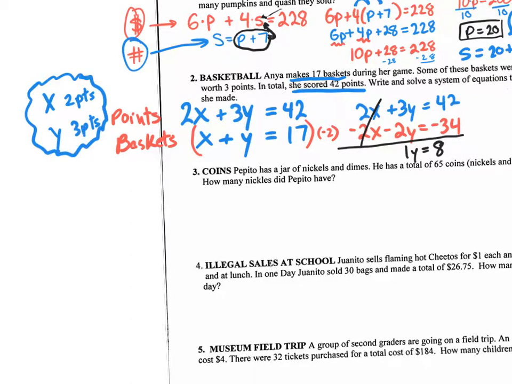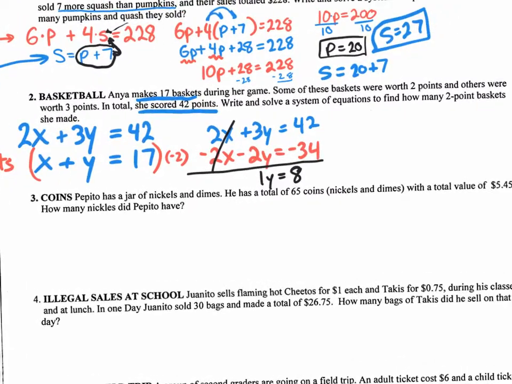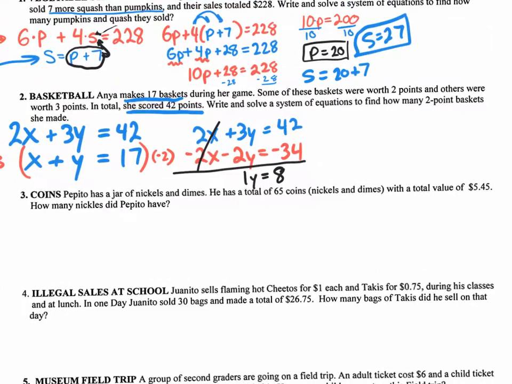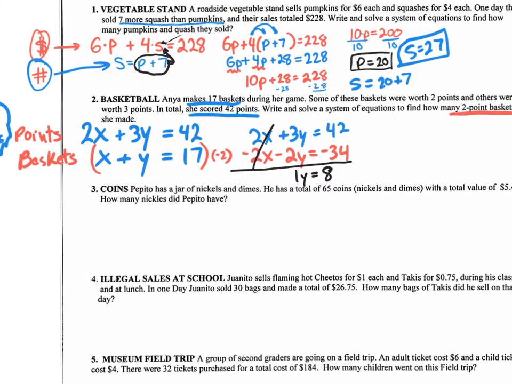Okay. Are they asking for 3-pointers? Are they asking for 2-pointers? Or are they asking for both? It says only 2-pointers, right? How many 2-pointers did she make? All right, so if she made 8 3-pointers, how are we going to find out? You're going to plug it back in, substitute it, right? So you're going to plug in 8 right into here. So let's put x plus 8 equals 17. So we're going to subtract 8, and we'll get x equaling, what is that, 9?